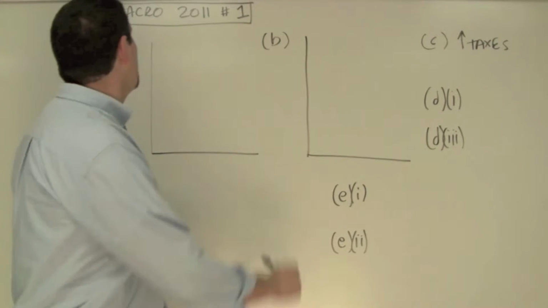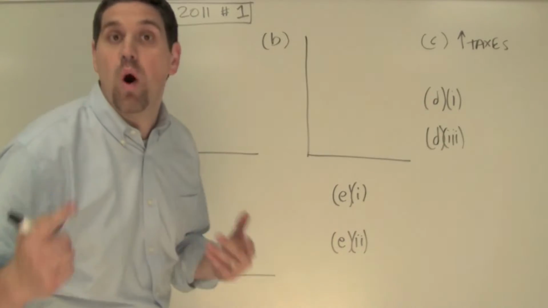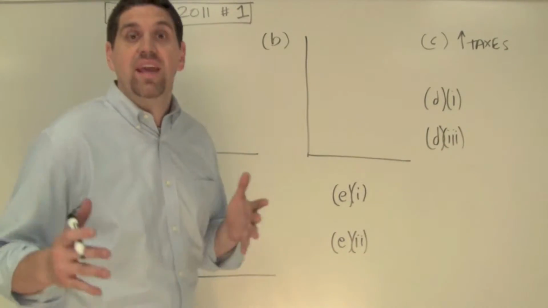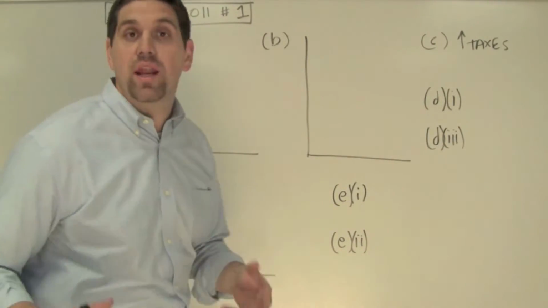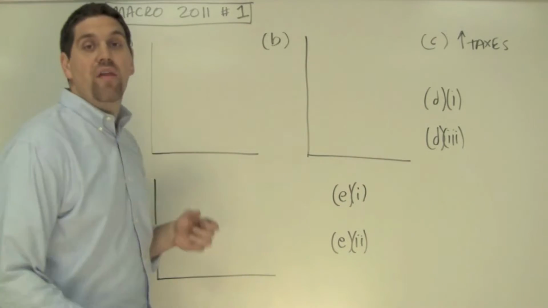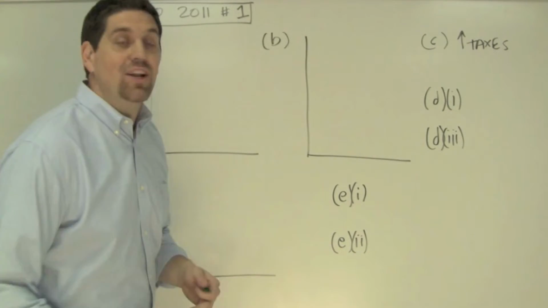Okay, this is a question from the macro exam 2011, question 1. They always start you off with some information. In this case, it's the United States economy and it's currently in a recession. Part A asks you to draw the short run and the long run Phillips curve and show a point A where there's a recession.